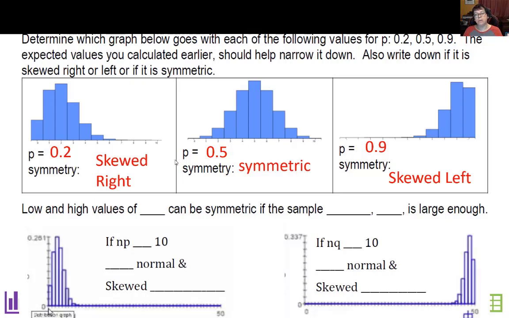How do we know when it goes from skewed to not skewed? Well, low and high values of p can be symmetric if the sample size n is large enough. So if np is less than or equal to 10, then it's not normal and it's skewed to the right. If n times q, where q is 1 minus p, is less than or equal to 10, then it's not normal and it's skewed to the left. So for these distributions, we would not use a normal approximation. But if we do meet the condition, if we're greater than 10, then we can use a normal model.